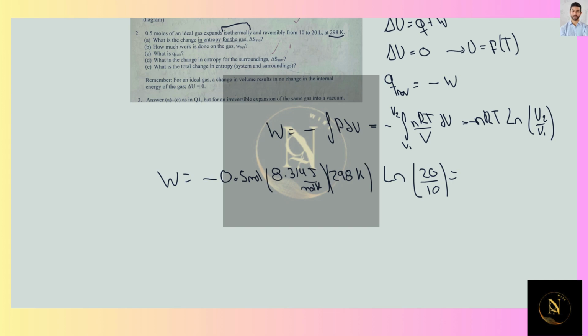With this, the work would be equal to 858.66 joules of work with a negative sign. Okay, that means that the reversible heat is going to be equal to 858.66 joules. Thus, the change of entropy for the system is going to be equal to reversible heat divided by the temperature. The temperature is 298 Kelvin, which is 2.88 joules per Kelvin.